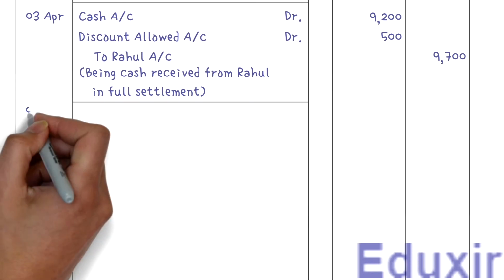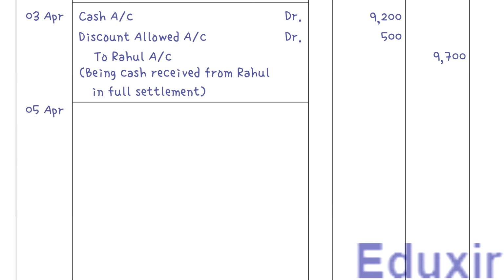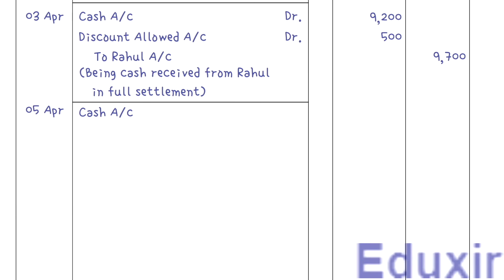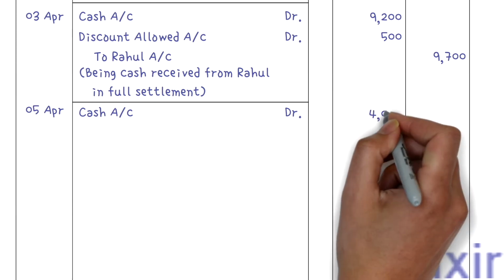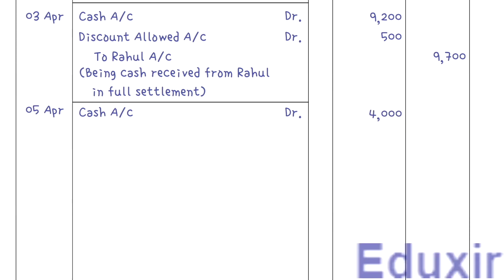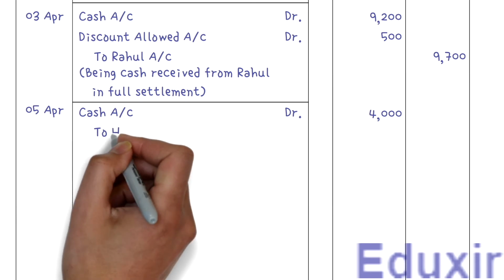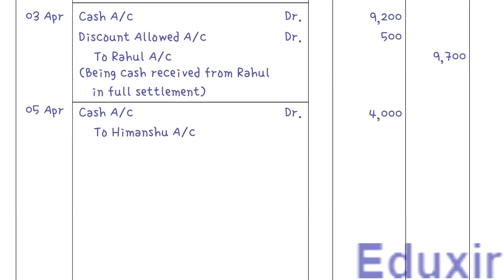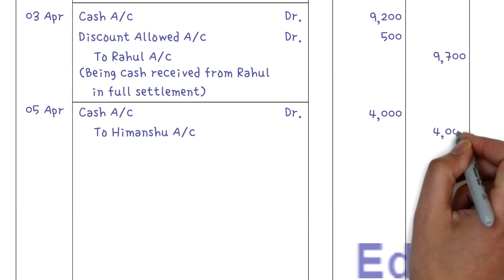Let us first record the date. Let us then record the cash account as the debit entry. Let us also write the text DR to indicate that this is a debit entry. Let us then record the debit amount of 4,000 rupees in the debit amount column. Leaving a margin, let us record the Himanshu account as the credit entry. Let us also record the credit amount of 4,000 rupees in the credit amount column.